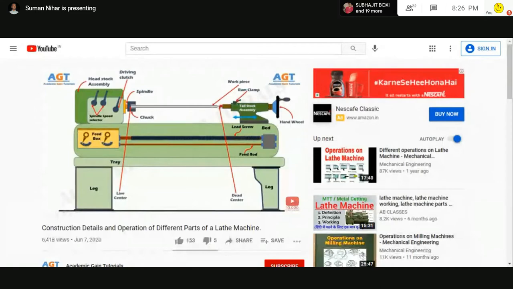In addition to this, there is also a tailstock lock, which is used for locking the tailstock firmly in place according to our requirement during machining operation.